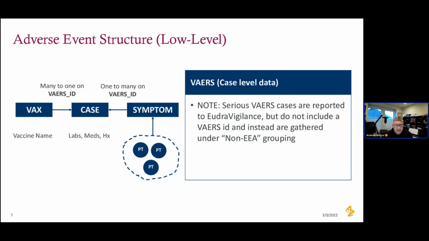Also, I'll note that VAERS cases are copied or also provided to EudraVigilance, which is the European adverse event reporting structure. And they are captured under a specific heading which allows us to exclude them to avoid double counting.